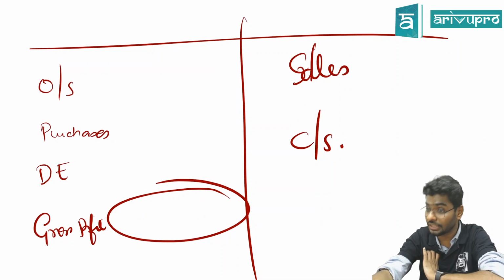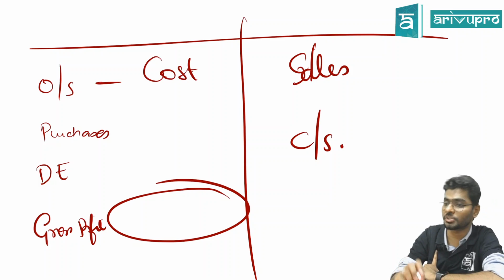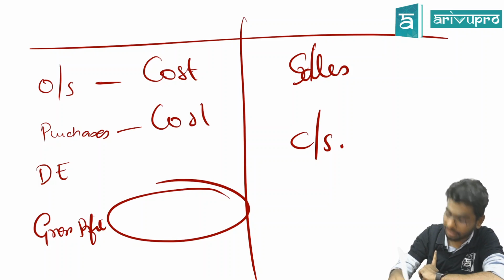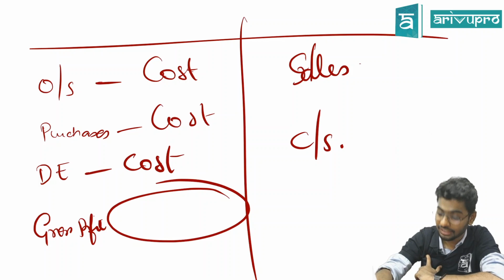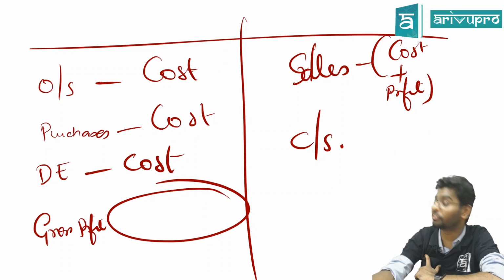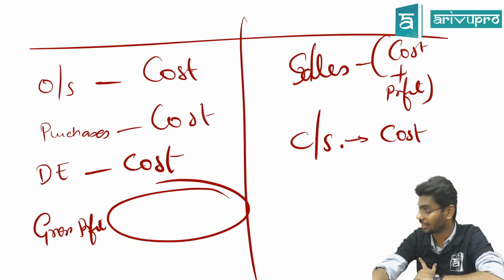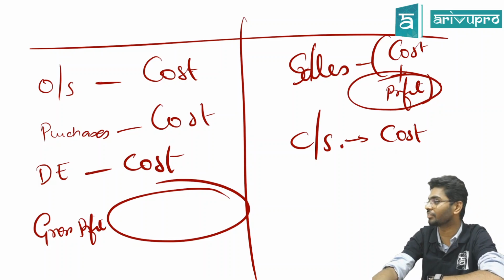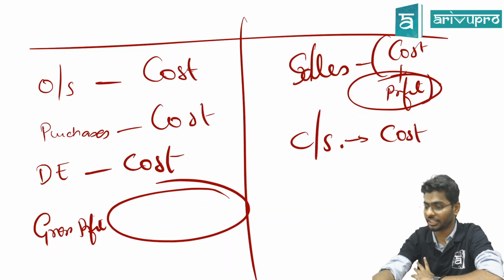Now understand even further. Opening stock will be recorded at cost price. Purchases are at cost price. Direct expenses are at cost price. Sales are cost plus profit. Closing stock is at cost price. Therefore, automatically the balancing figure will become profit. Should I explain this again? Did you understand why a balancing figure comes? It is because of sales.